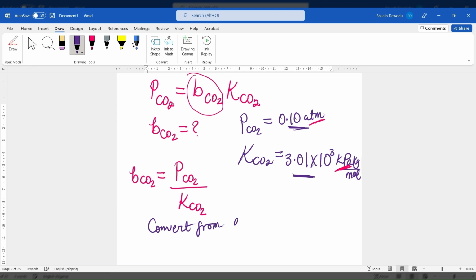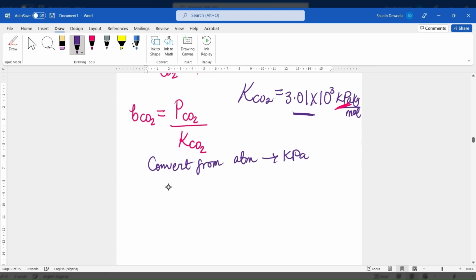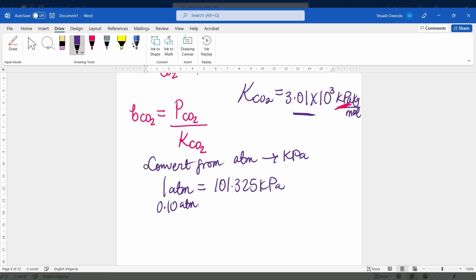from atmosphere to kilopascal. And if we remember correctly, 1 atmosphere is equal to 101.325 kilopascal. Hence, 0.10 atmosphere is just going to end up becoming dividing by 10. So we're going to divide this one by 10. It's going to be 10.1325 kilopascal. So this is what we're going to substitute in for our partial pressure value.